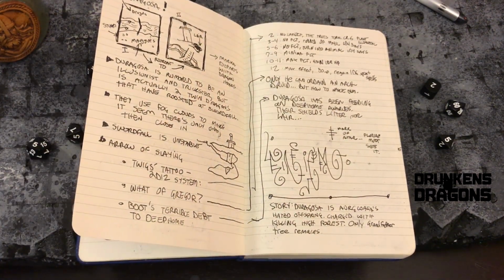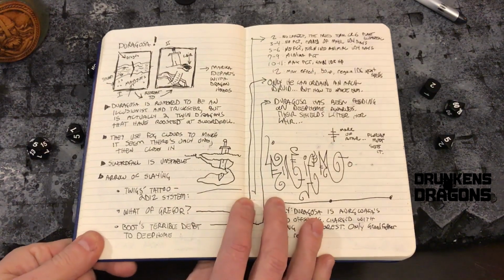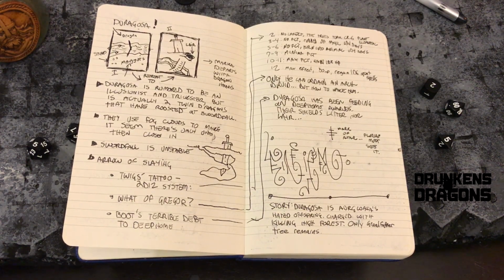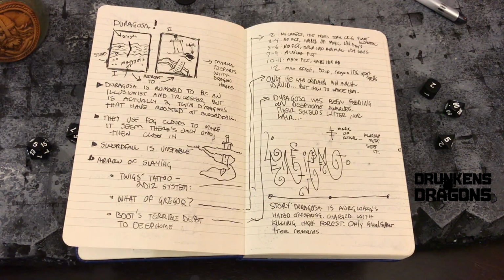This is the first page of the Duragosa concept, which was my twin dragons. It seems like you're fighting one dragon, but because they alternate invisibility spells, they eventually reveal that there are two of them. I also had an idea for this cave, which had a giant sword in it called Swordfall, and this was the lair of Duragosa.